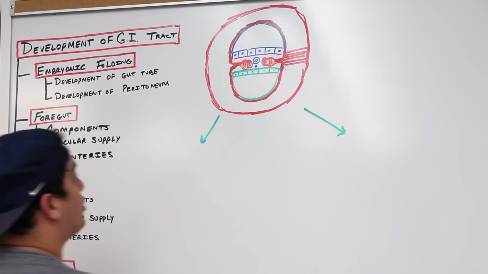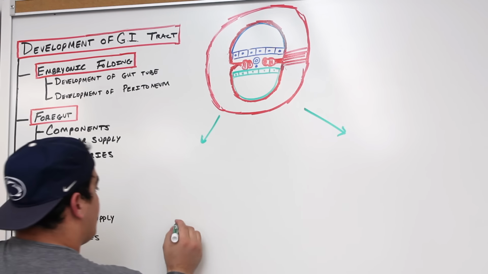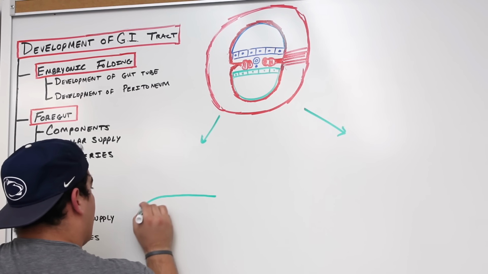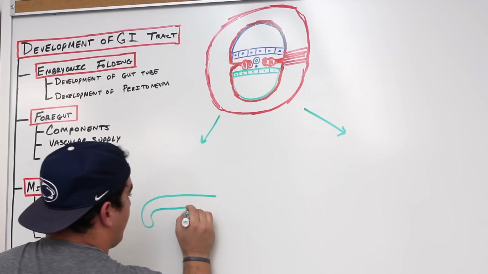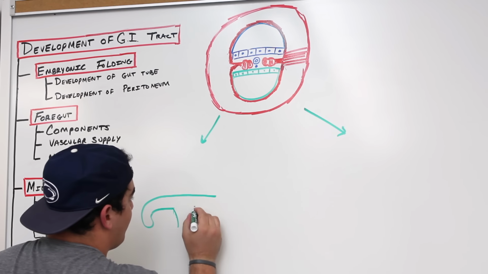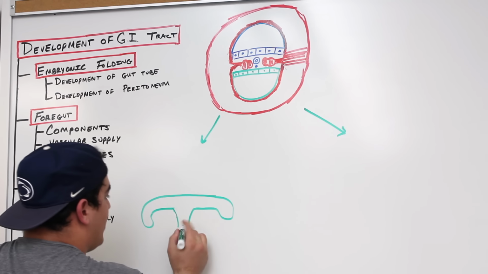Okay, so watch what happens. It's going to undergo this folding process. When it undergoes this folding process, something really cool happens here. We're going to get this little pocket right here, and then we're going to have this part right here. Okay, so this is going to be important.